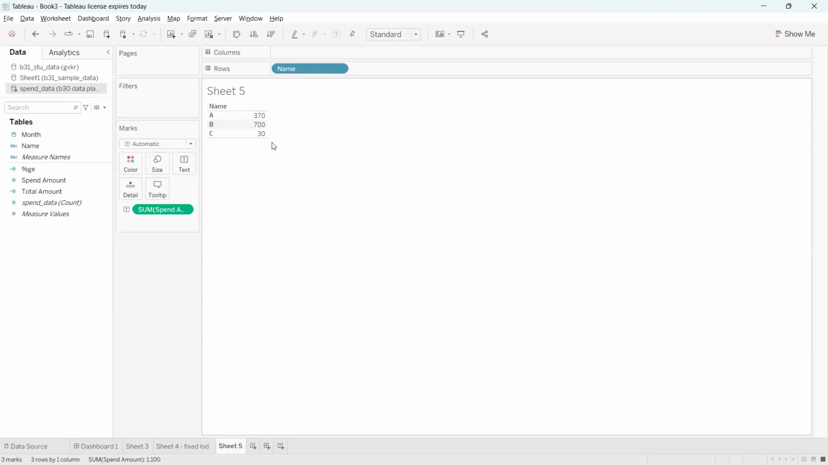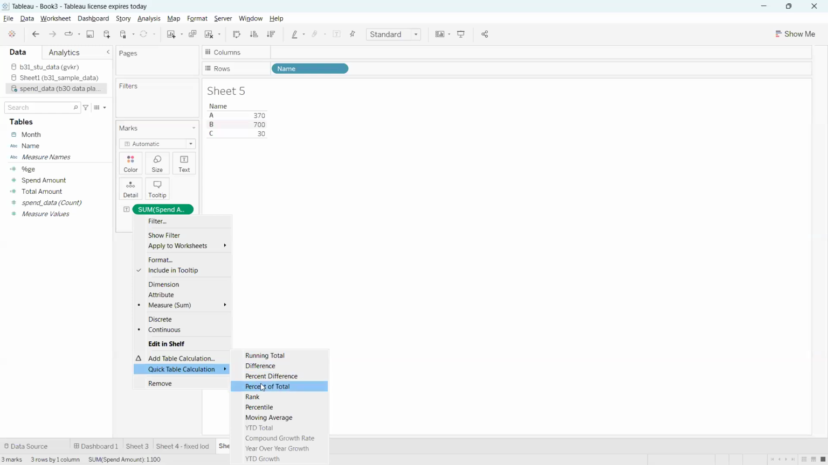Now, the simplest way to find out the percentage in Tableau is to go to the sum of spend amount here. Simply go to the quick table calculation. Simply click on the percent of total. So when I click on the percent of total, we are able to achieve the same requirement.